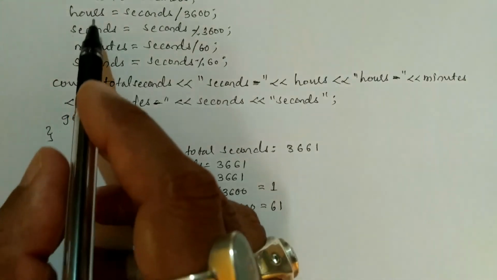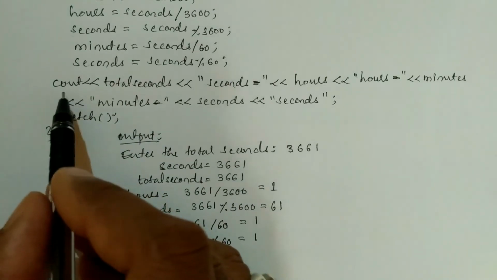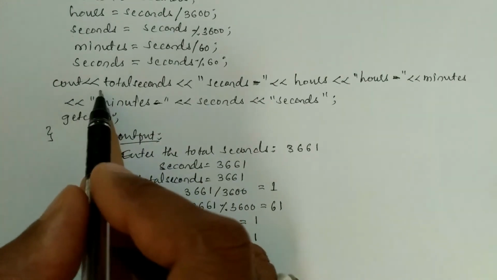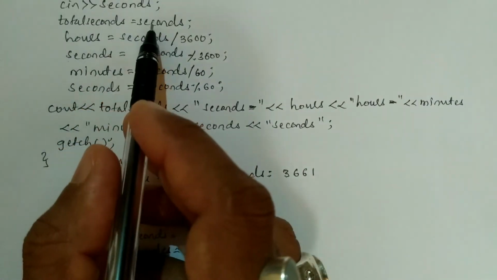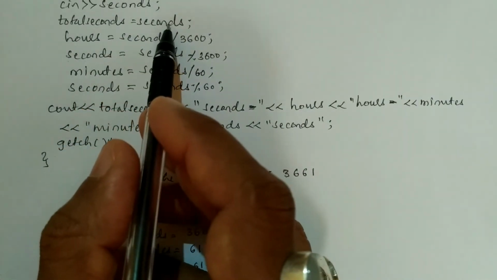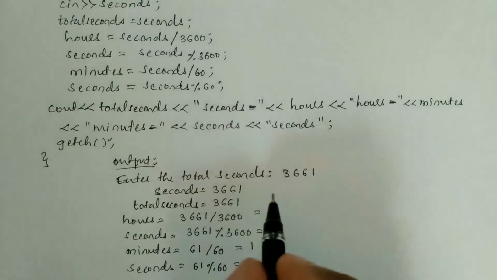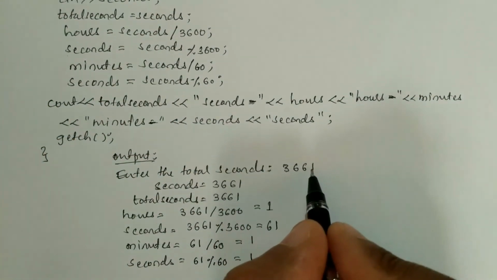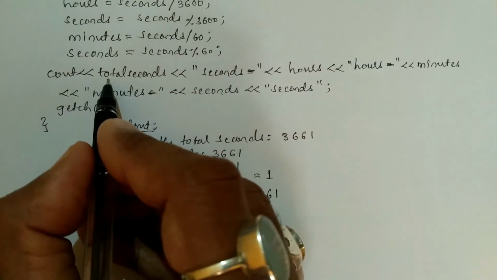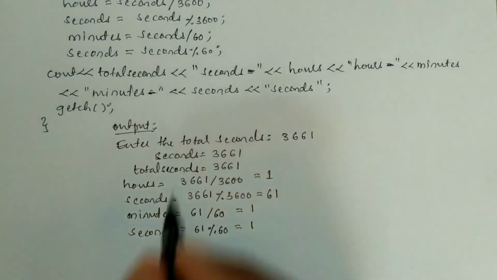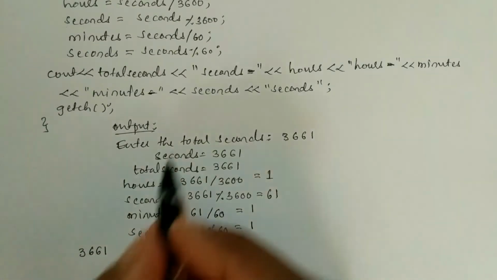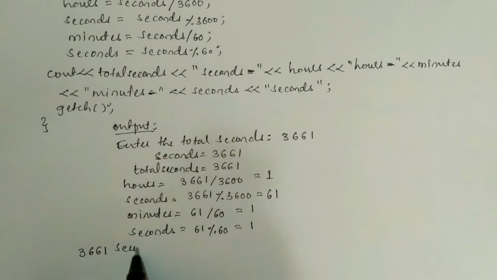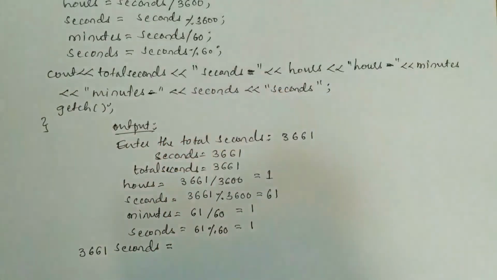After performing all these 4 statements, we are going to execute cout total seconds. What was the value stored in total seconds? Whatever original value we entered is stored in total seconds, that is 3661. Here I am going to write the value stored in total seconds, 3661. Then it is going to print seconds, and then we'll write here equal to.